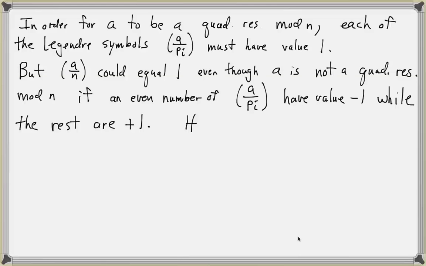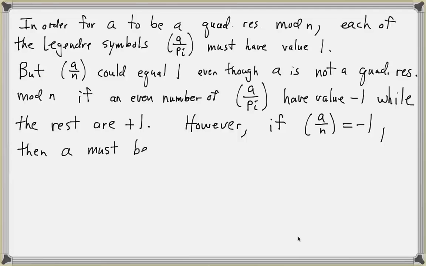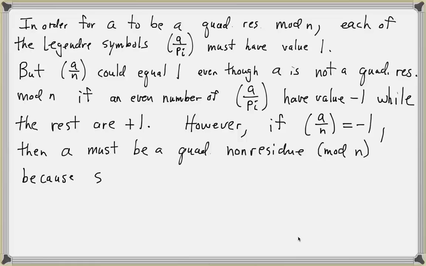But as I noted, the Jacobi symbol still can tell us if we have a quadratic non-residue, because if the Jacobi symbol A over n equals -1, then A must be a quadratic non-residue mod n, because some Legendre symbol A over pi must have been equal to -1.